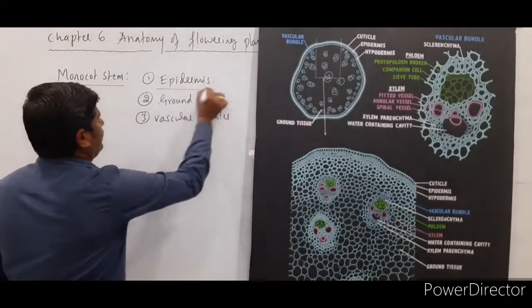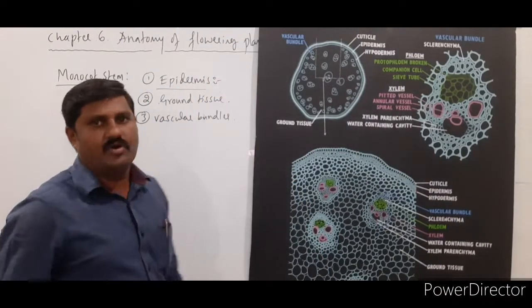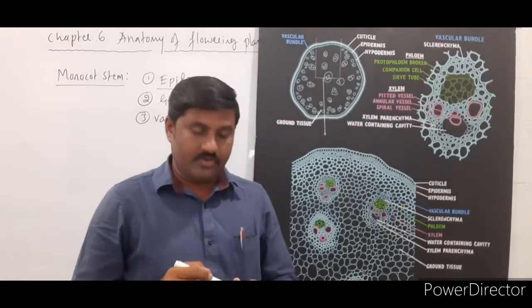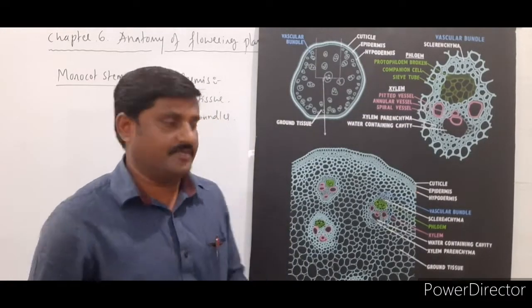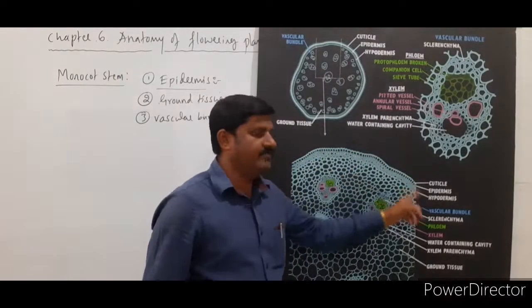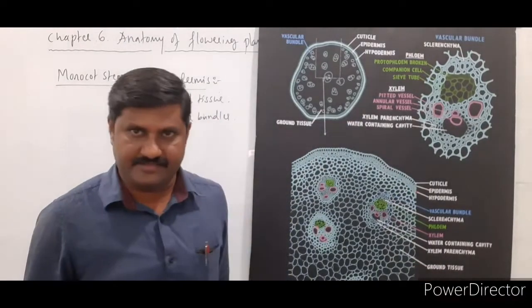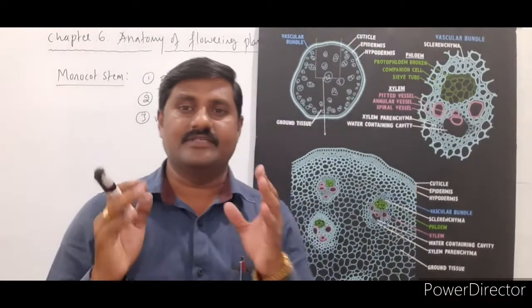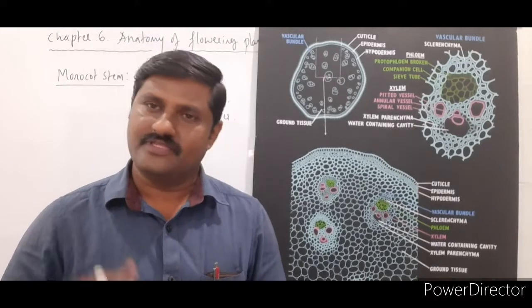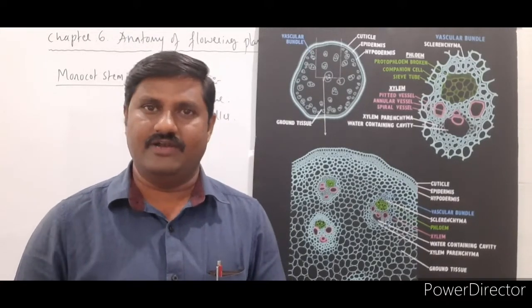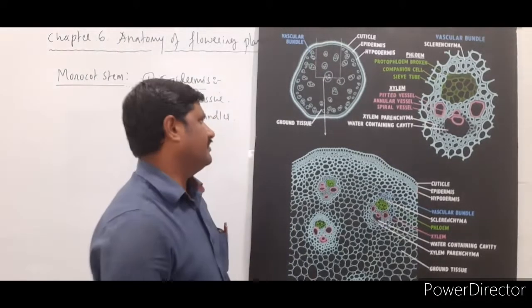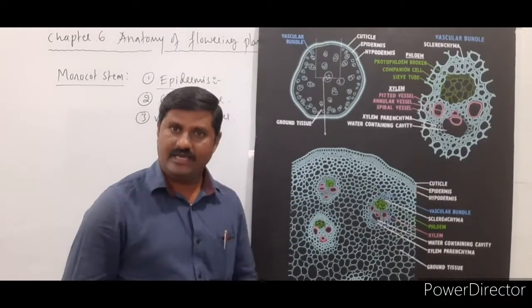So the first one is epidermis. It is an outermost single celled layer which is made up of rectangular shaped cells which are attached side by side without intercellular spaces, right? So this is very clear to you. The definition you remember always. Okay, so next one, here stem hairs are invisible.